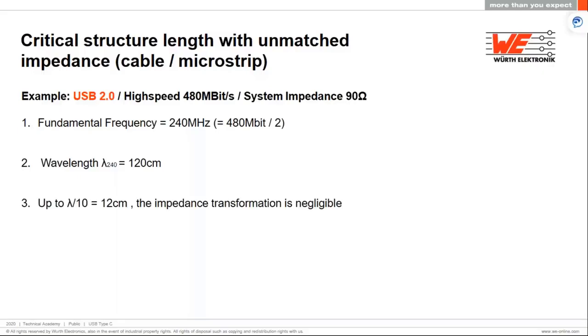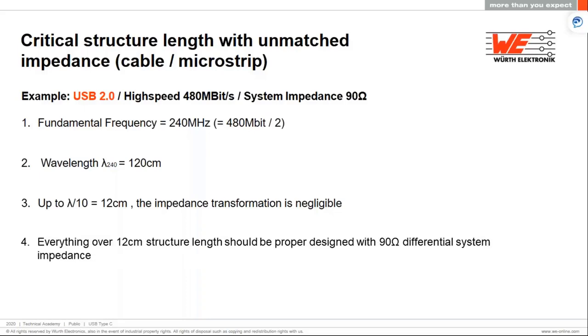So in this case, every structural length of PCB, cable, and connector that is below 12 centimeters is usually not very critical for the data signal. And therefore, you can violate this requirement of 90 ohms very heavily in these cases. So when it comes to 2.0, it is not a very hard and fast requirement to maintain the 90 ohms of impedance. Everything over 12 centimeters could be a problem. It need not always be that way, but it could create problems depending on the environment and the application.